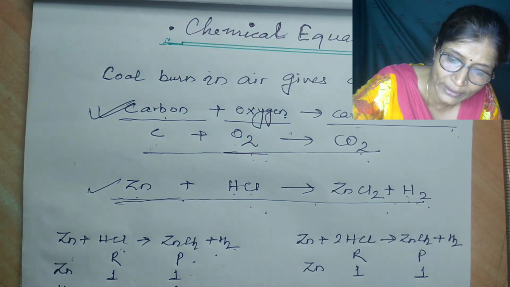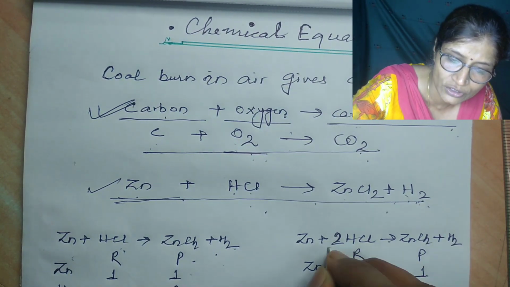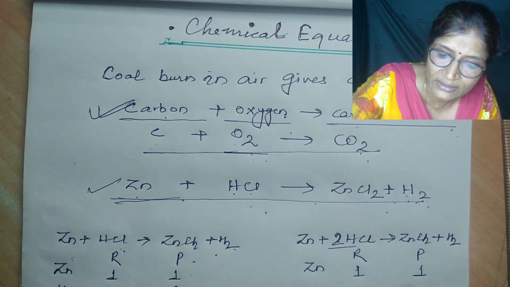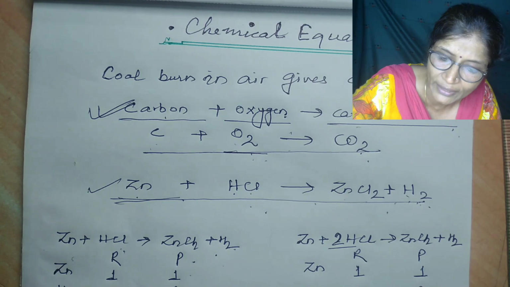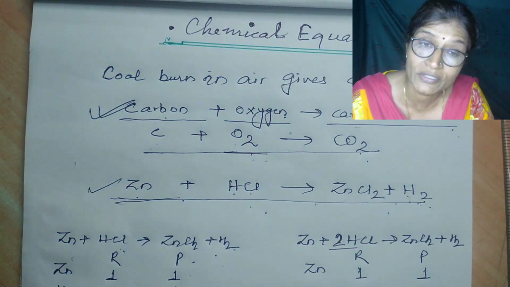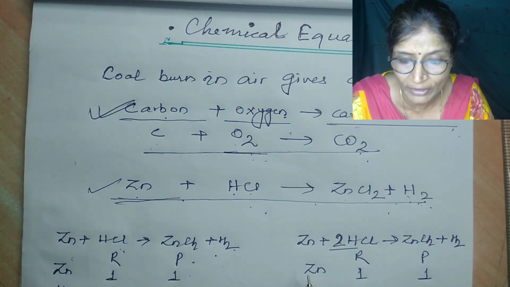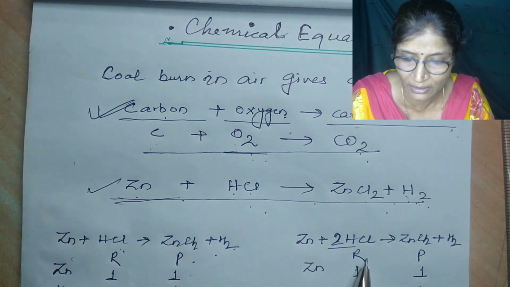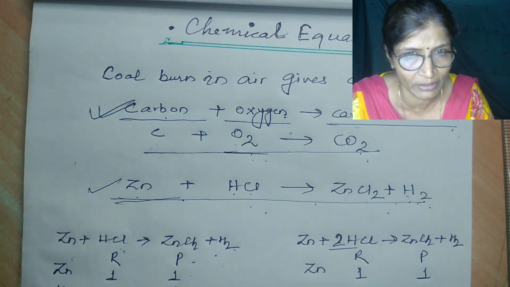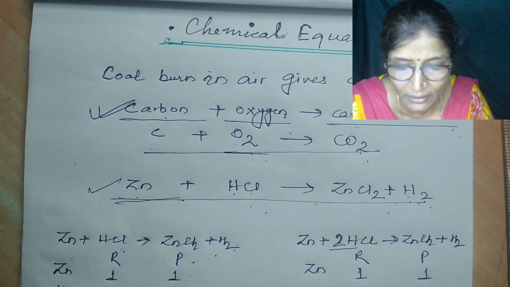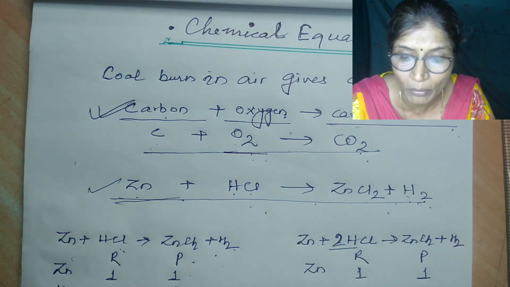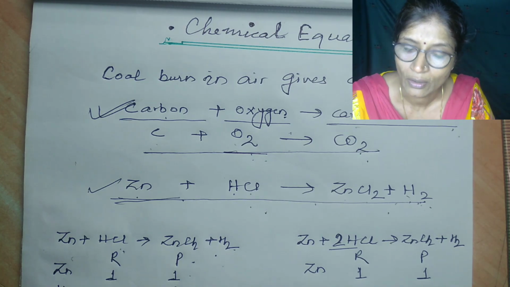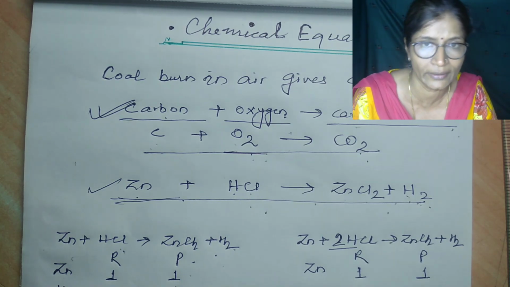Hydrogen, 2 atoms are there, you see here 2H. So 2 hydrogen atoms, and this side also 2 hydrogen atoms. And chlorine, 2 atoms and 2 atoms are there. So it means the number of atoms of each element which are participating in the reaction, and the number of atoms of each element which are formed in the reaction, are equal on both sides, that is the reactant side and the product side.